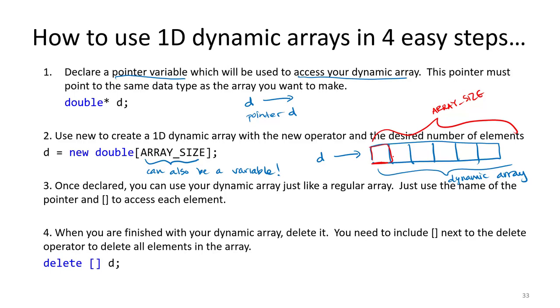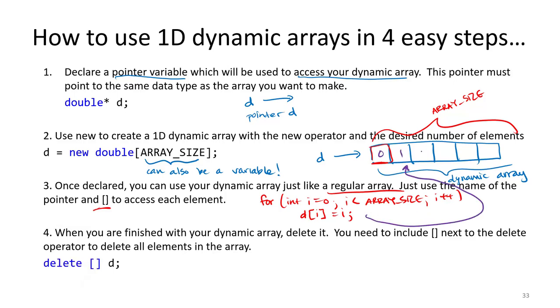Once we've declared this array, we can manipulate it just like a regular array. All we need to do is use the name of the pointer and our square brackets. So I could write a for loop like this and say D element I equals I. If I do that, that would initialize each element in my array to be that element's position.